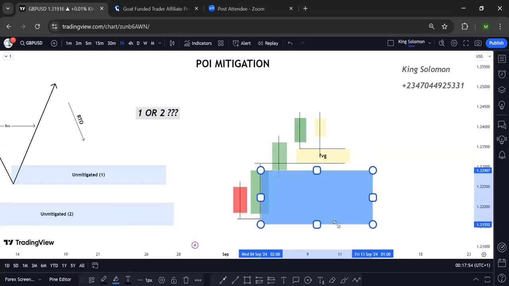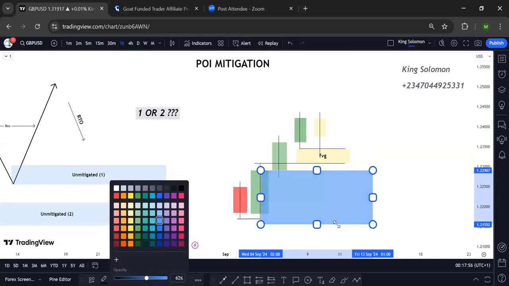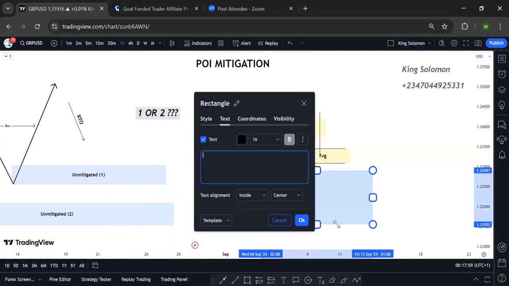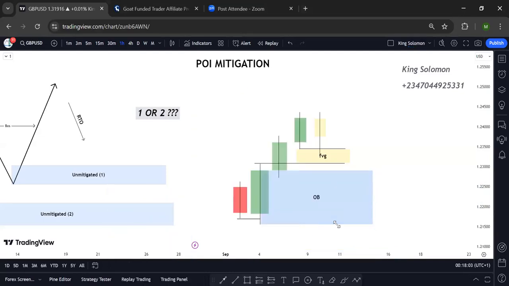Something like this. Right? Now, I'm going to mark this as my order block. That's the OB. Now, this that I used is for the demand zone, right? You know, the order block is split into the demand and supply zone. This is for the demand zone.